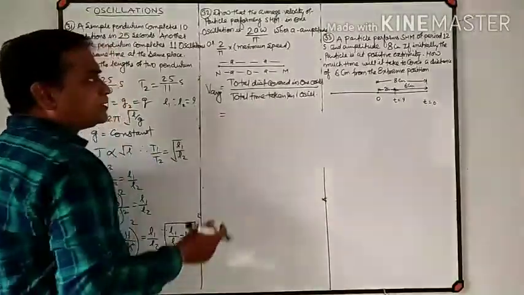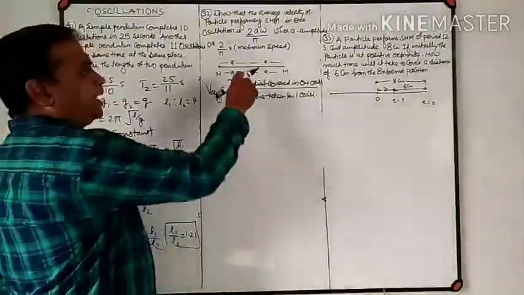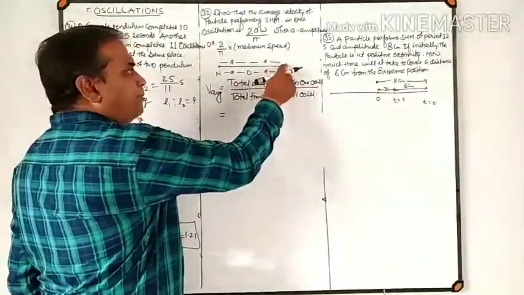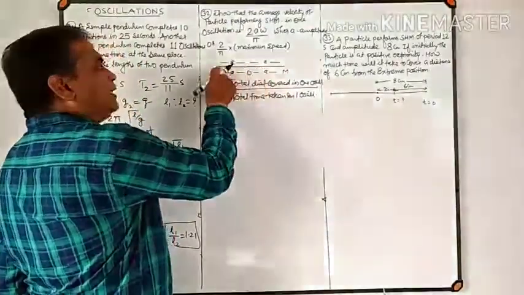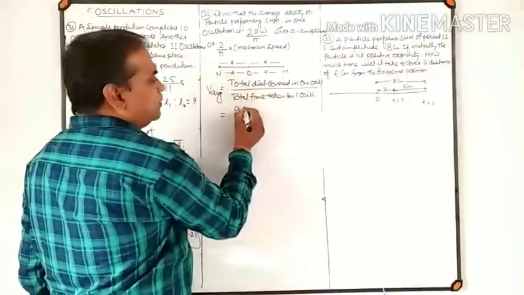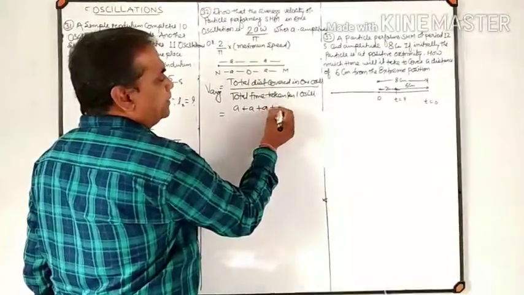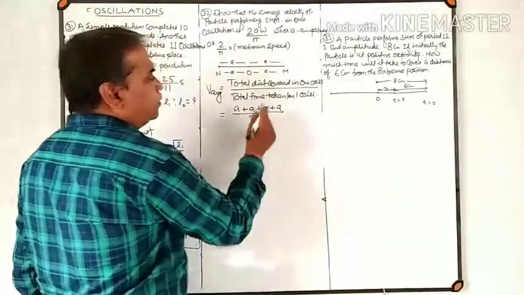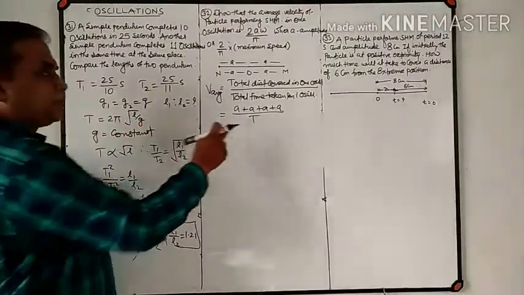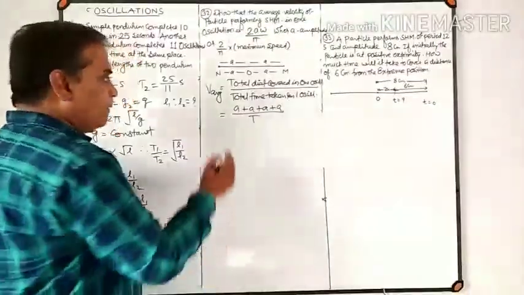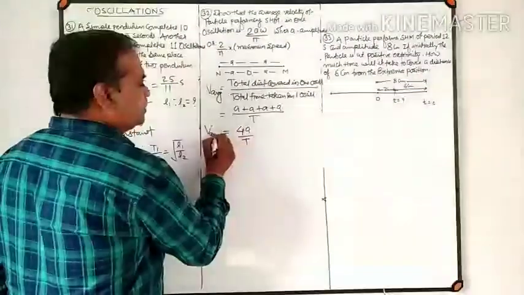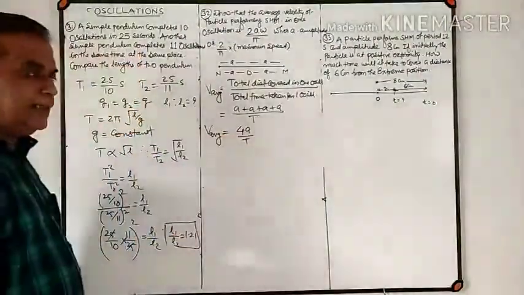Now what is the total distance covered? See here. If the particle starts from O, it moves from O to M, distance A, M to O, distance A, O to N, distance A, and N to O, distance A. So the total distance covered is A plus A plus A plus A, divided by the time taken by a particle to complete one oscillation, which is called its periodic time and is given by T. So this is equal to 4a divided by T. This is the average speed of the particle performing linear SHM.